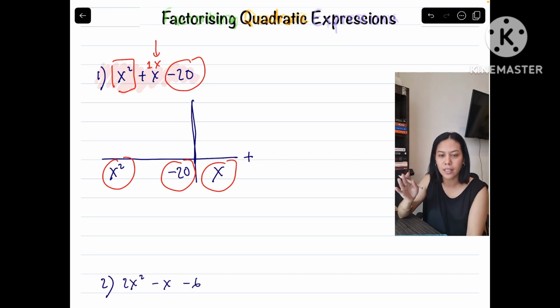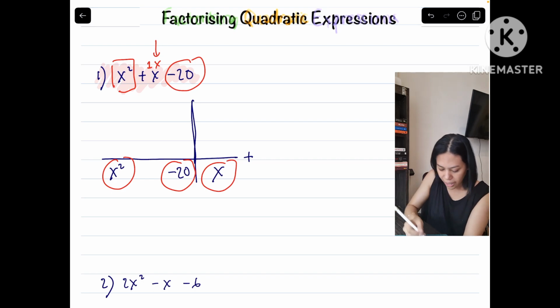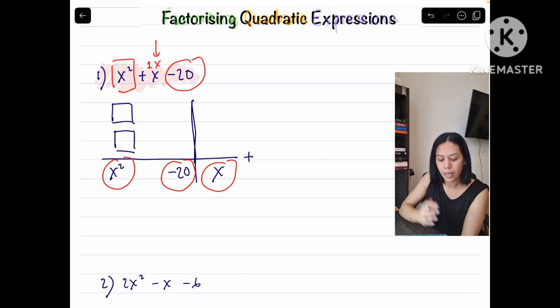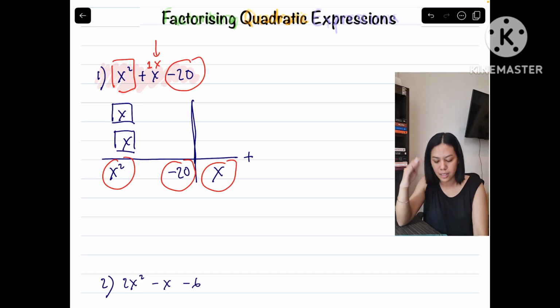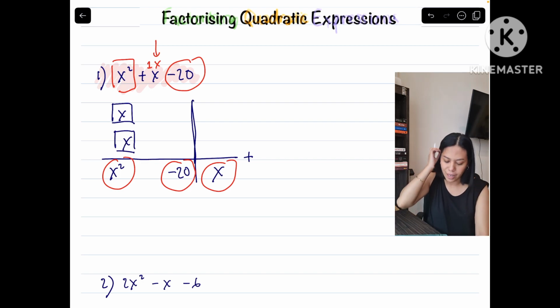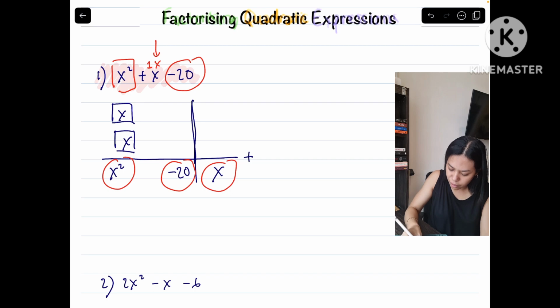So we need to find what makes x squared. We have to fill these 2 boxes with something times something that equals x squared. x squared is 1x squared. So of course, easy, it's gonna be an x and an x, because x times x is x squared. Okay, you got it?